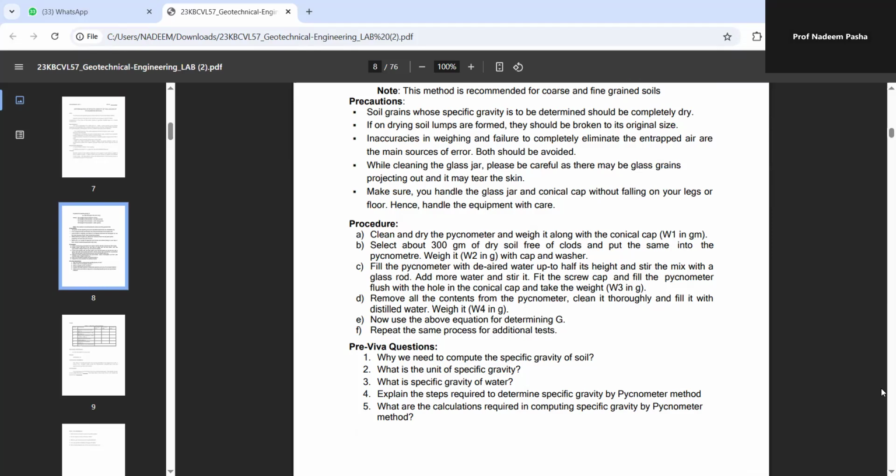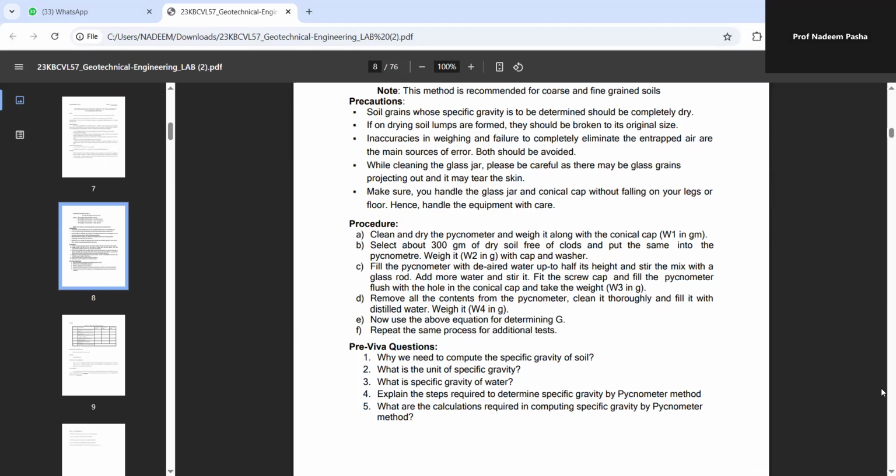Next, select about 300 grams of dry soil free of clots and put it into the pycnometer. Weigh it as W2 in grams with cap and washer. So what is W1? Weight of pycnometer with washer or conical cap. Next, 300 grams of dry soil which is free from lumps, you insert in the jar and weigh again with the conical cap. That will be W2.